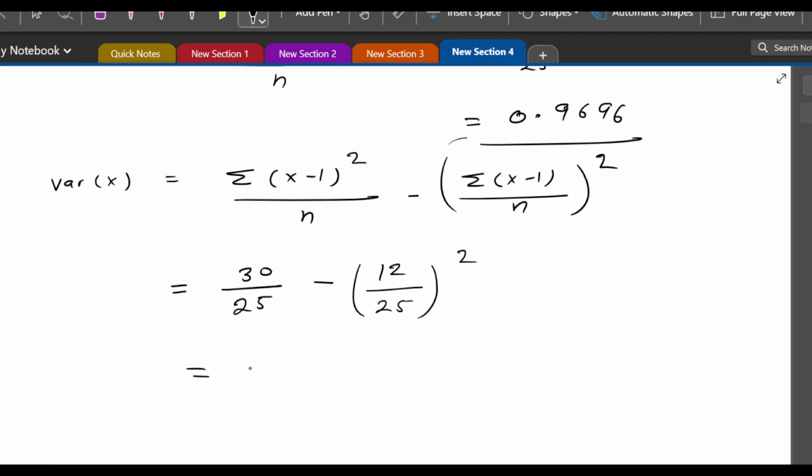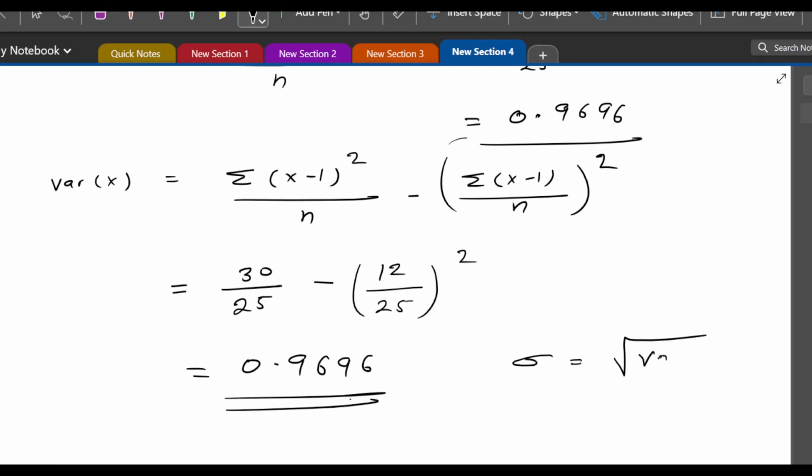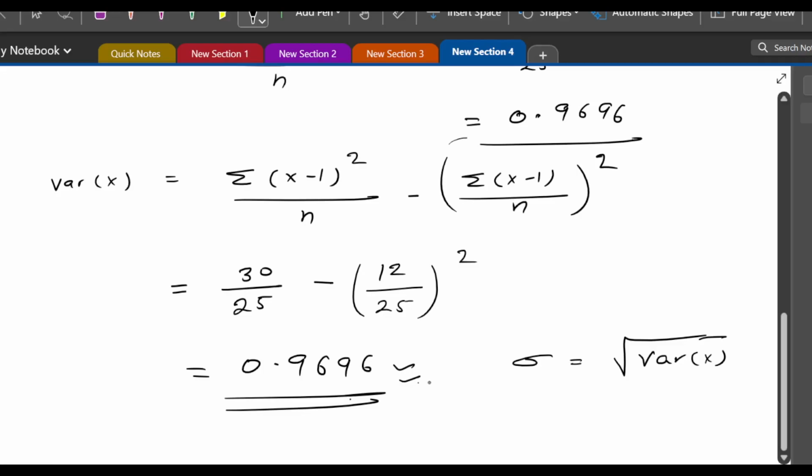So again, your result is 0.9696. Now this is variance. If you want to find standard deviation, sigma is the square root of variance. So here we discussed two different approaches to find the same result, to find mean and to find variance.